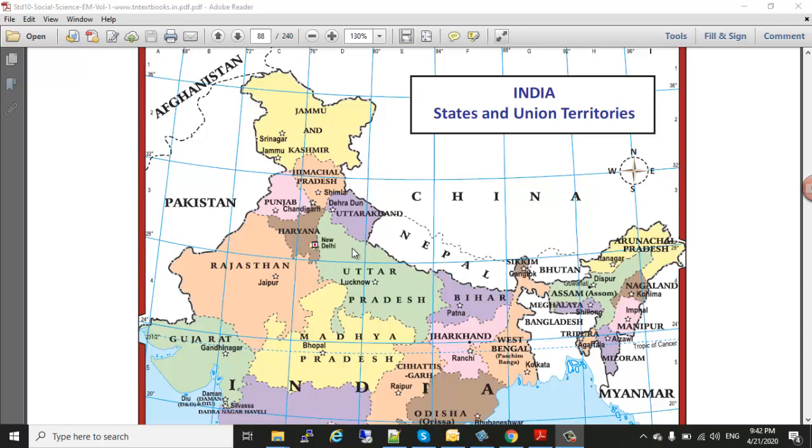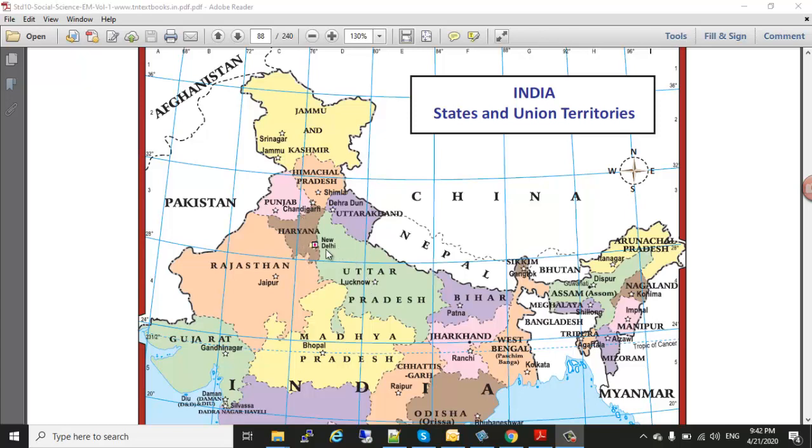In Haryana, at exactly this point, I think I have given you a small clue: you put one straight line like this, and from here you put another straight line, and you will get that point. That point meets at New Delhi. New Delhi you can place it, and that comes under union territories.